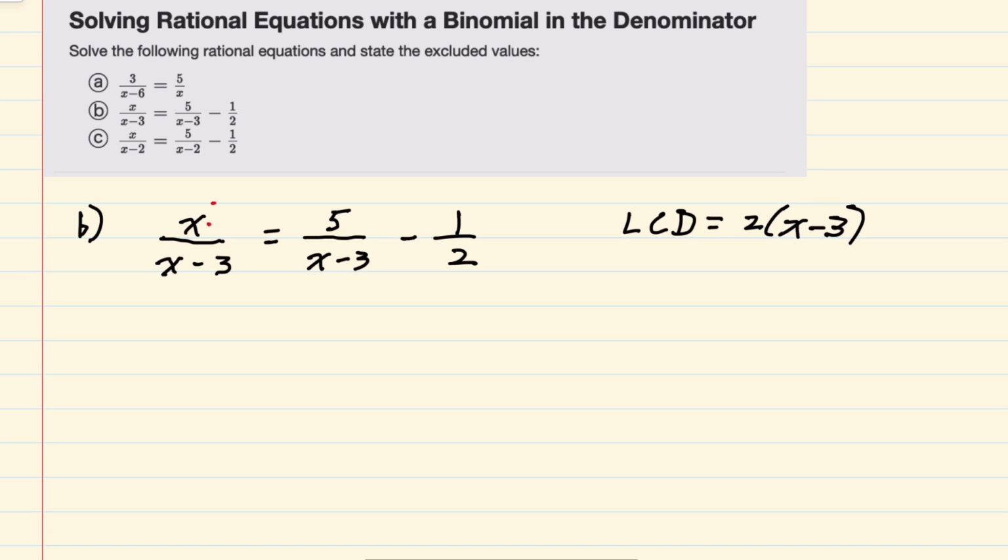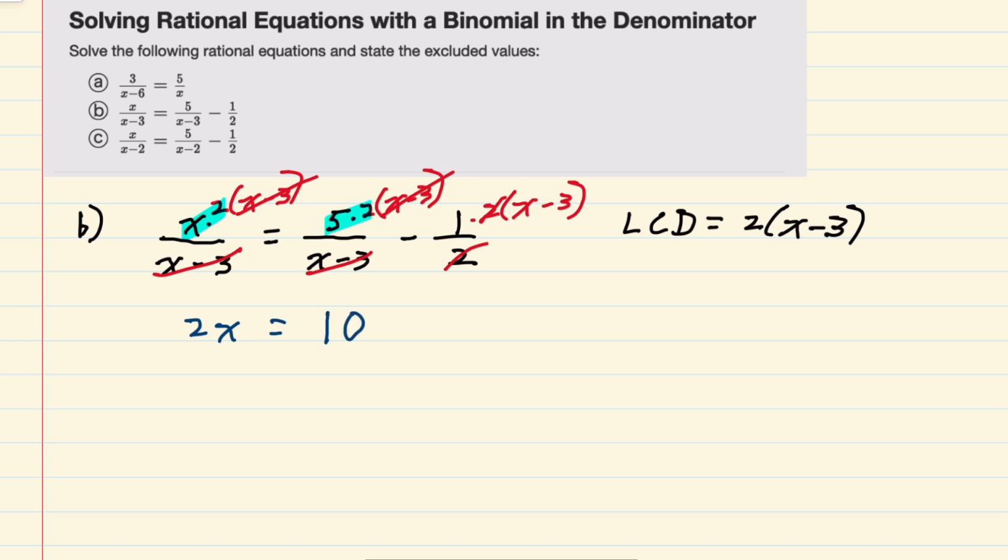So multiplying by 2 times x minus 3 in each term allows me to cancel the x minus 3 here, cancel the x minus 3 here, and then canceling the 2 here. I have canceled out all of the denominators, and I'm left with x times 2, or 2x, equals 5 times 2, 10, and then a minus 1 times x minus 3.